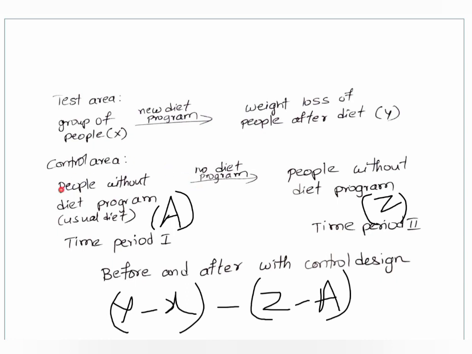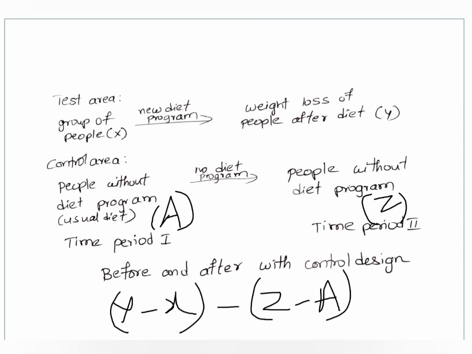And in the control area, the people without diet program at time period 1 is called A and people without diet program at time period 2 is called Z. In order to find out the treatment effect, we need to subtract the change in control area from the change in test area, that is (Y minus X) minus (Z minus A). So this is the before and after with control design.